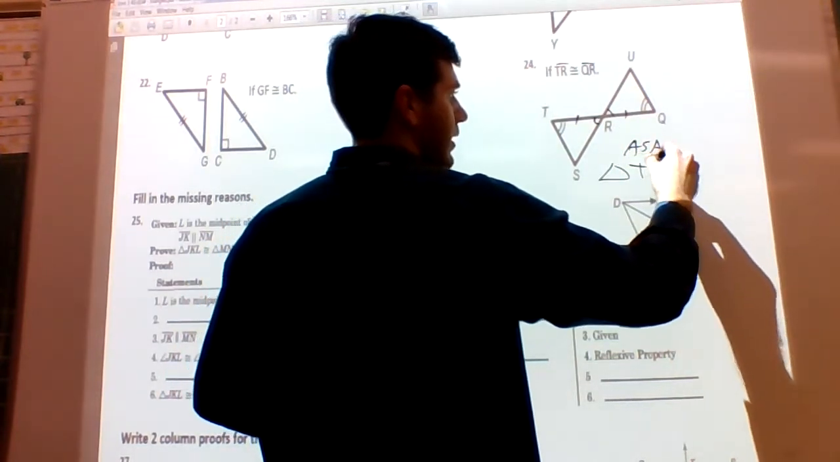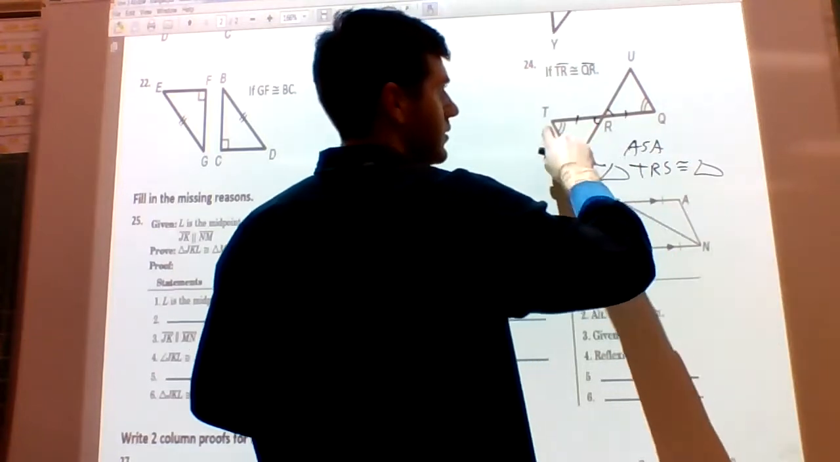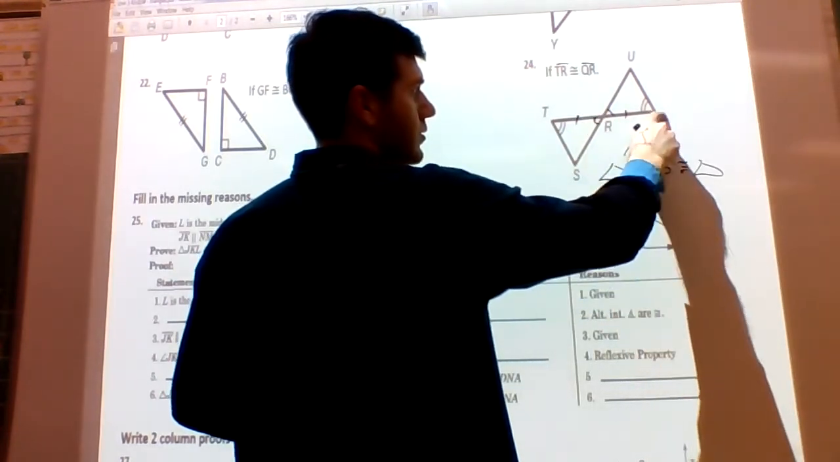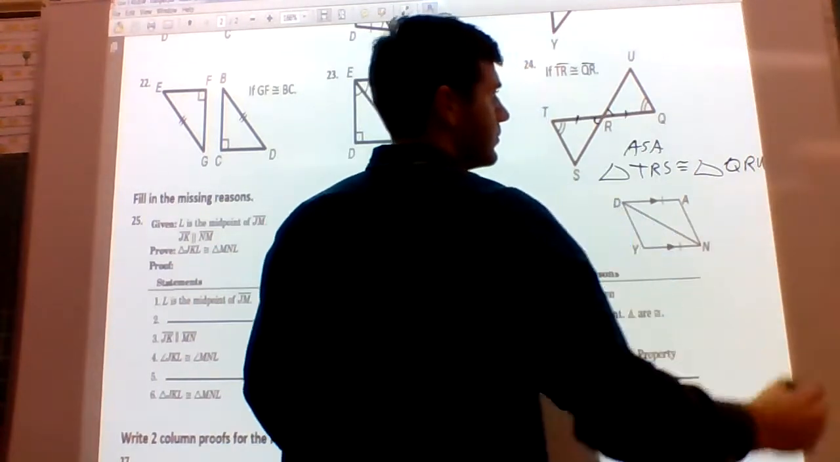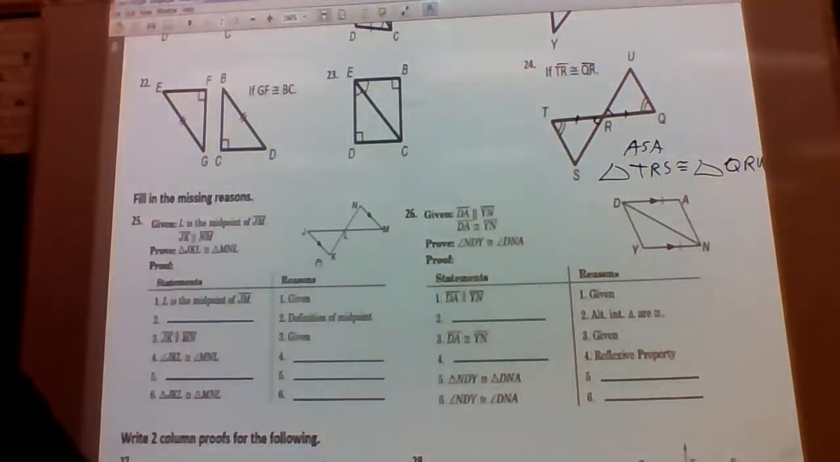So we have triangle TRS is congruent to triangle QRU. Sorry, I'm caught up on 23 still.